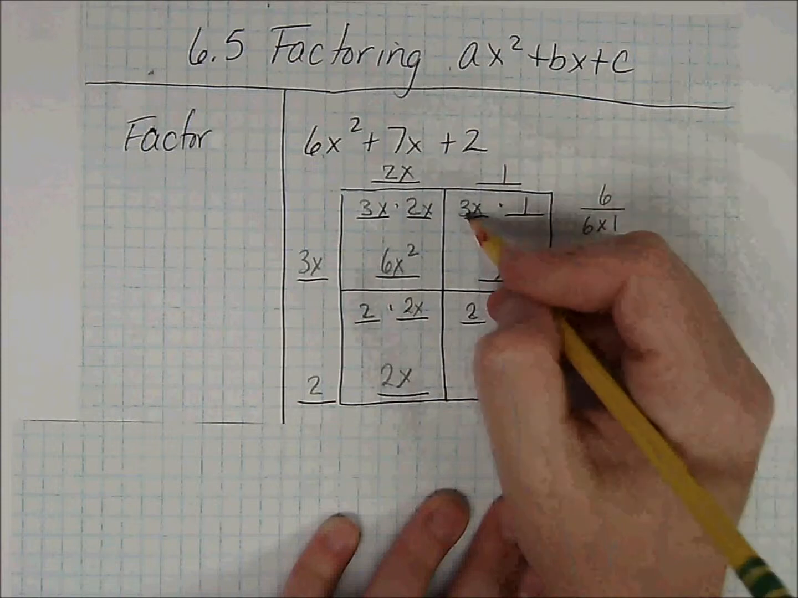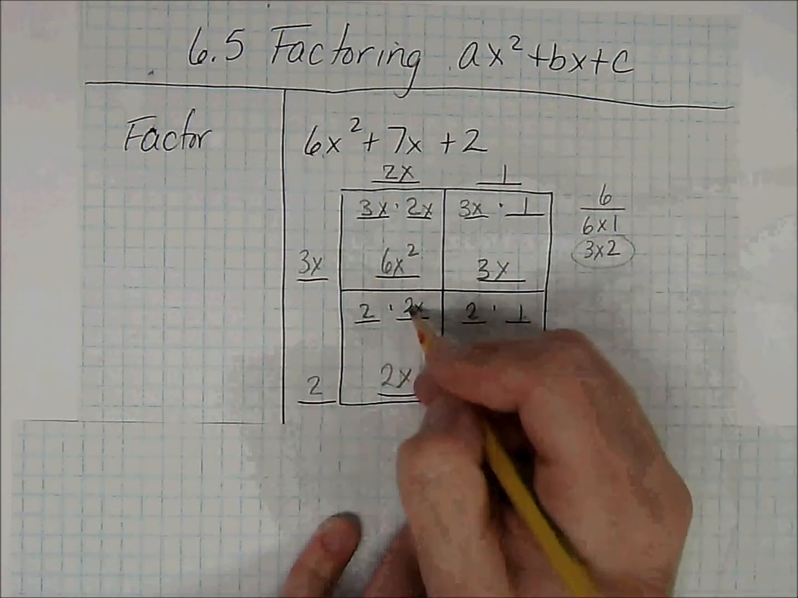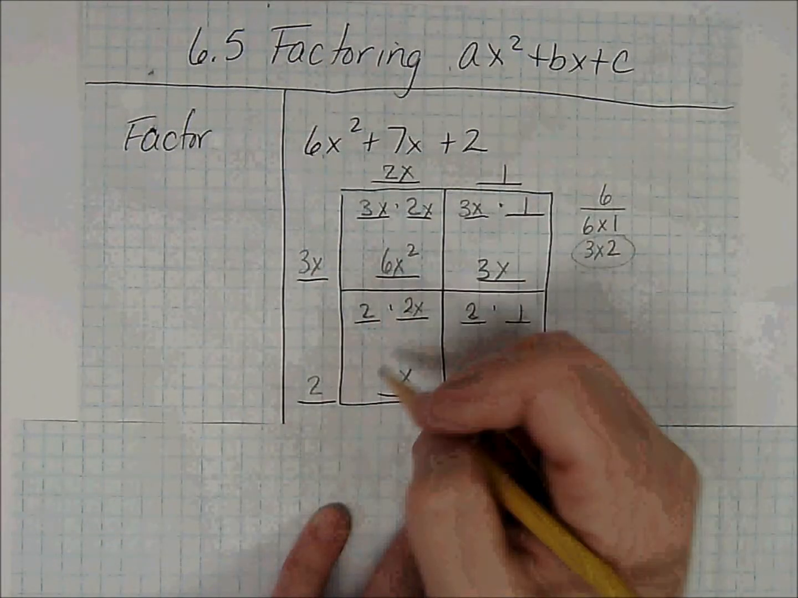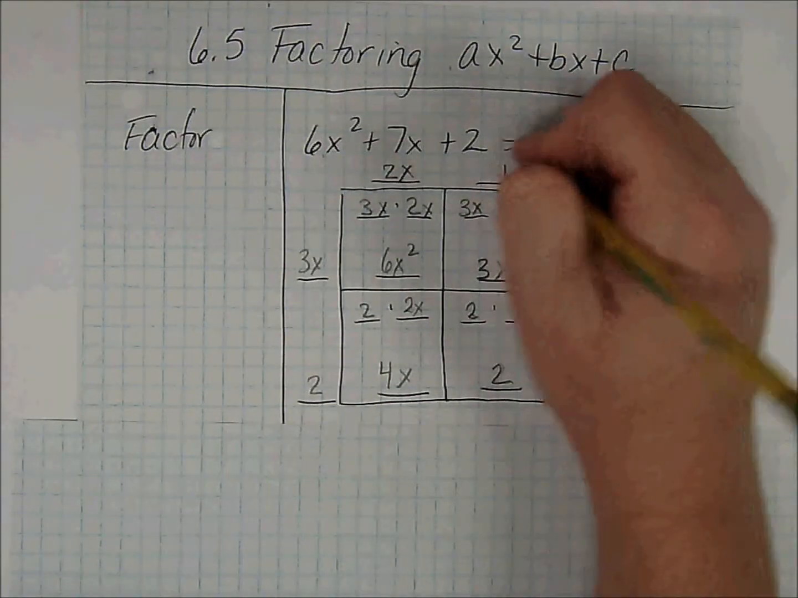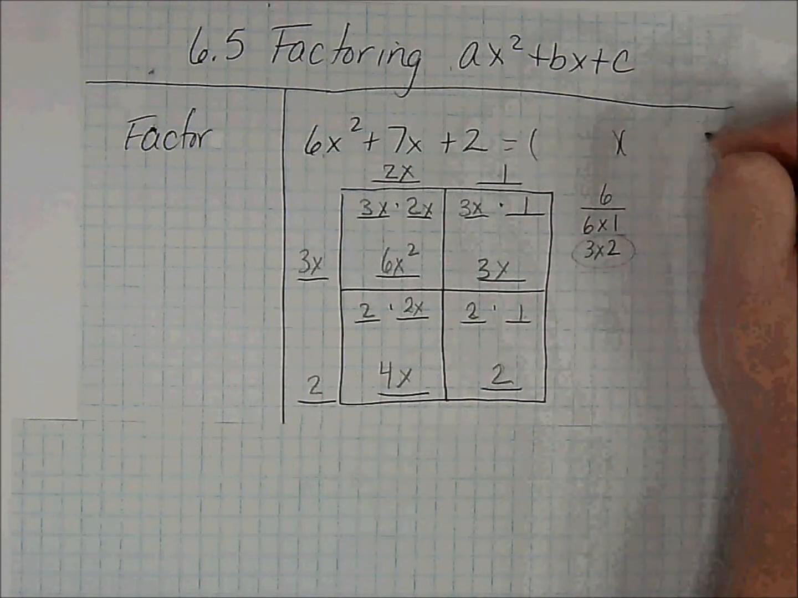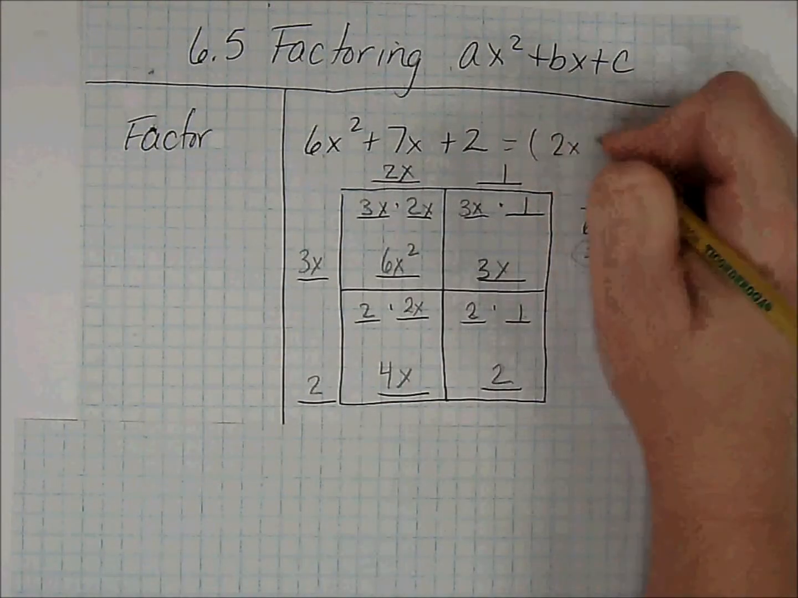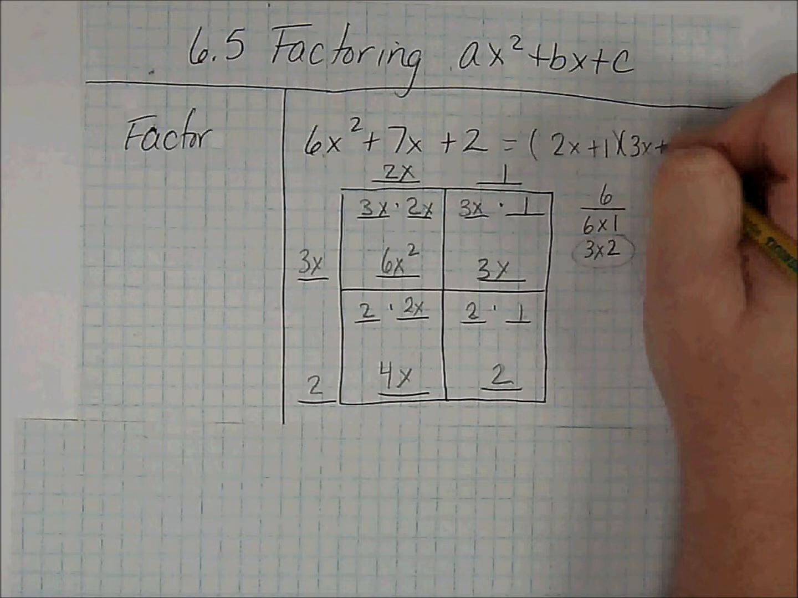This is 3 times 1, 3. 2 times 2 is 4. And when I add those together, I get 7. So you might have to try a couple times until you get the right one. 2x and a positive 1, 3x and a positive 2.